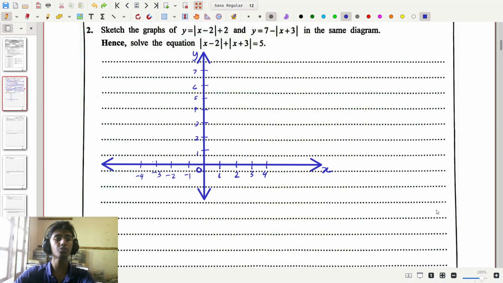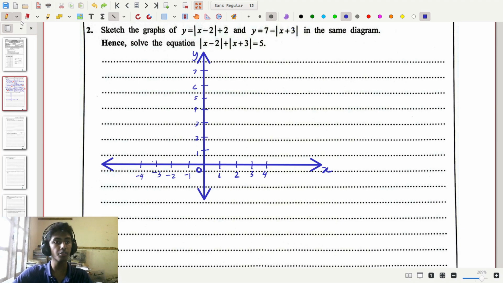Now first off, to sketch these two we can use a couple of shortcuts. We know that for a modulus function, the only interesting thing happens when the internal part of the modulus becomes 0. Because when that happens, to the right side of that point there's one behavior for the modulus function, and to the left side there's a different behavior. So for the first function, there's a modulus of x minus 2, meaning something special happens when x minus 2 is equal to 0, which means when x is equal to 2. Similarly, for the second one, we have y equals 7 minus modulus of x plus 3, meaning something special happens when x plus 3 is equal to 0, i.e. x is equal to minus 3.